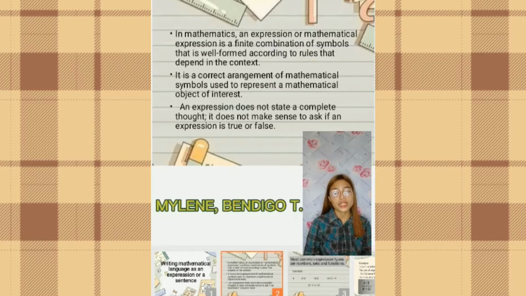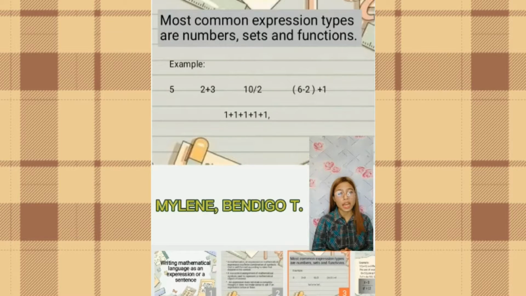An expression does not state a complete thought. It does not make sense to ask if an expression is true or false. The most common expression types are numbers, sets, and functions.